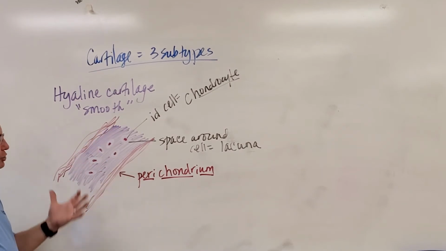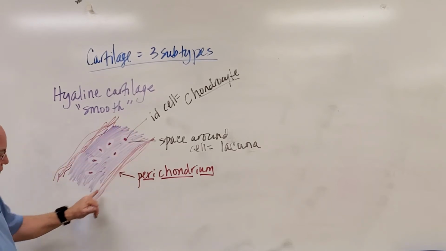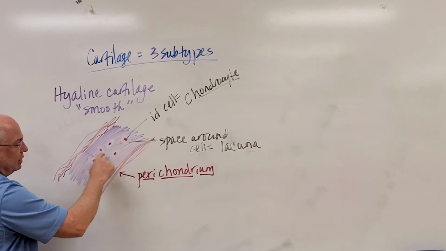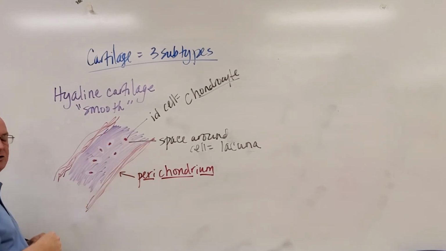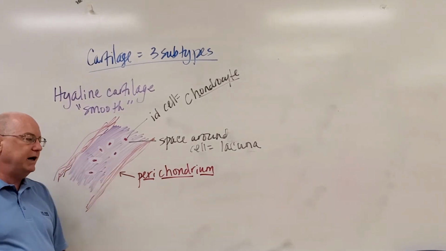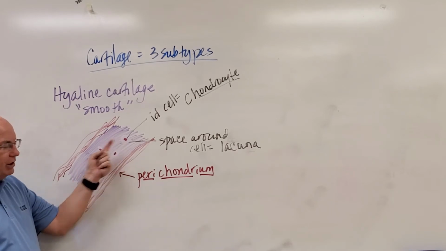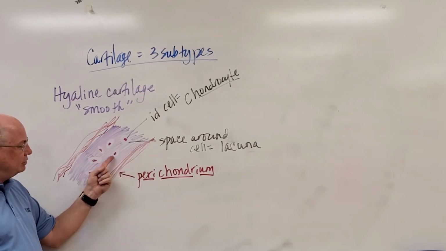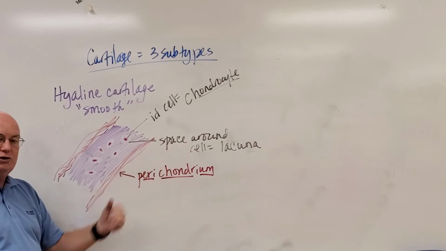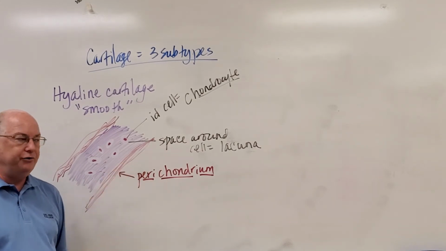So when I actually show you a slide of this, you'll see a very smooth purple matrix. You'll see the perichondrium on the outside. You'll see little chondrocytes trapped in these little empty spaces called lacunae. And there are essentially 4 questions I could ask. ID the tissue, hyaline cartilage. ID the cells, chondrocytes. ID the space surrounding the cells, lacuna. And ID the membrane on the outer edge, perichondrium.